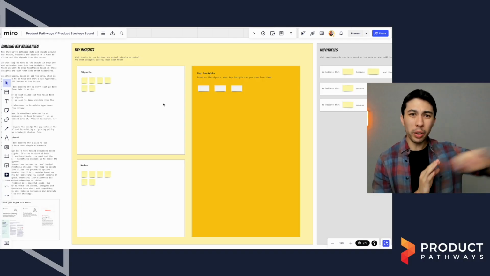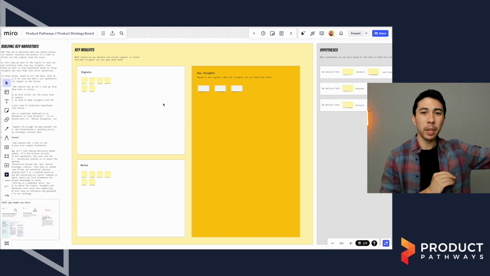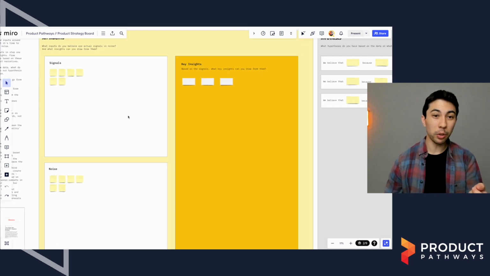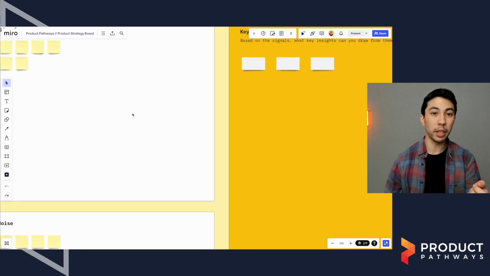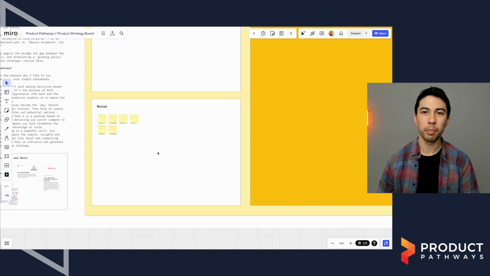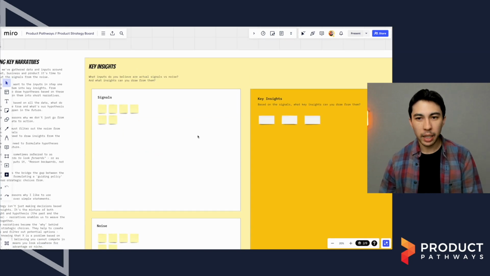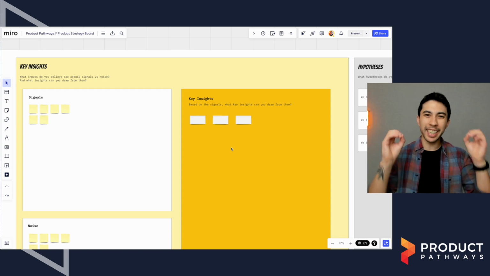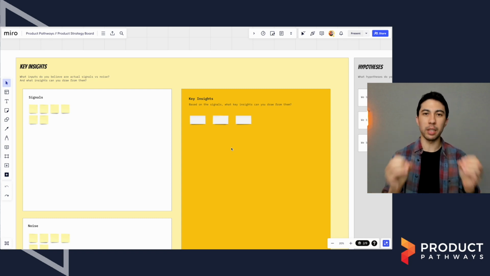We want to look at all the data that we had in step one and just filter it. What are the important signals that we think we should be paying attention to? And what are the things that we think we can just ignore? From there, we want to take the signals and think about what key insights we can draw from them.